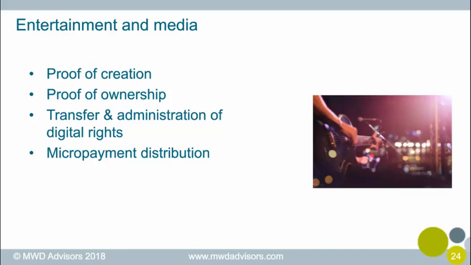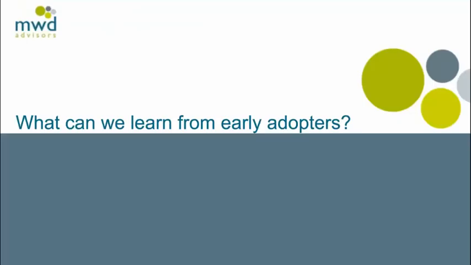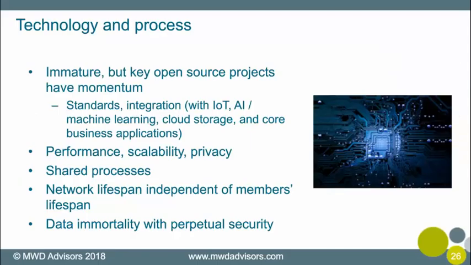And this is going to provide proof of creation, proof of ownership, the transfer of digital assets, rights management, and even micropayment distribution. So, what can we learn from all these early adopters? What are some of the common issues they've faced and dealt with? I've grouped them here in this last section under 3 main topics: technology and market, cultural and adoption, and also governance, legal and regulation. So firstly, what are the technology, process and market considerations?